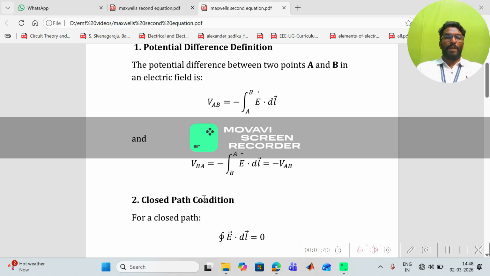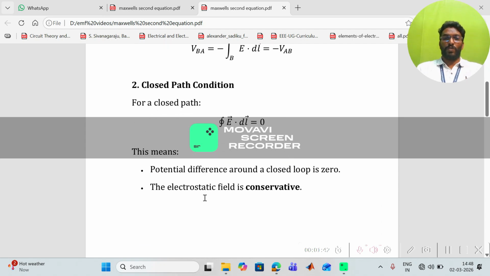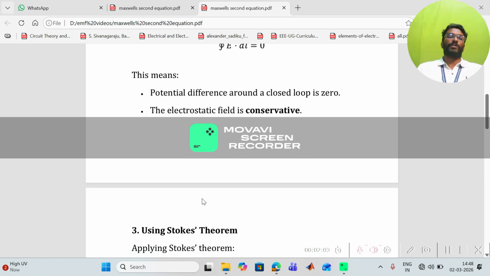If we see for a closed path condition, always the closed integral of E bar dot dl is equal to 0, which means that there is no work done in moving from A to B and B to A again. So the net work done by the charge in moving from one point to another point is equal to 0. Which means that the potential difference around a closed loop is 0. That is, we can say the electrostatic field is conservative.